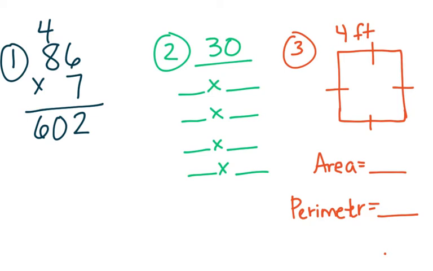For number 2, would you please write down the number 30 and find all the factors? Factors of 30. Go ahead and find 4 pairs. Stop the video or pause it and write these on your whiteboard.